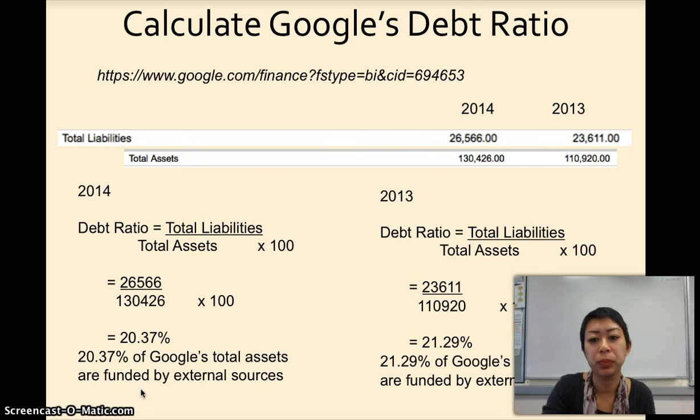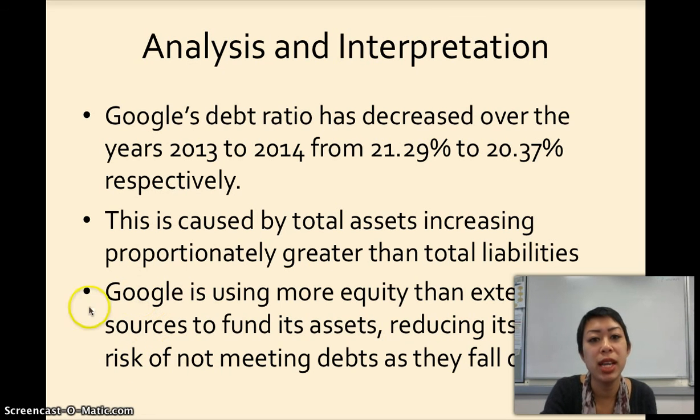So what does this mean? It means that the debt ratio has decreased over the years. This is caused by the total assets increasing proportionally greater than total liabilities. Google is using more equity than external sources to fund its assets, overall reducing the risk of not meeting debts as they fall due. So they've got less risk. They've got more assets, more liabilities, but a greater amount of increase in assets, which was funded then by owner's equity, since the accounting equation is assets equals liabilities plus owner's equity.